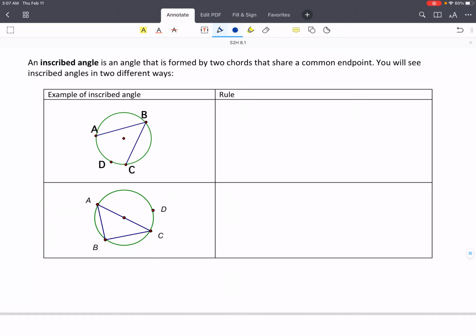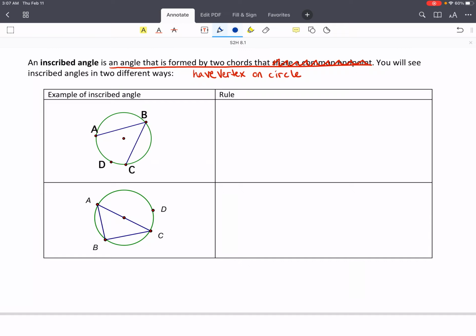And now let's get to an inscribed angle. All right, here's a definition for you. An angle that is formed by 2 chords that share a common endpoint. It's actually just chords that have a vertex on the circle. So it looks something like either of these. The second one, they've just slapped a diameter on there as well.